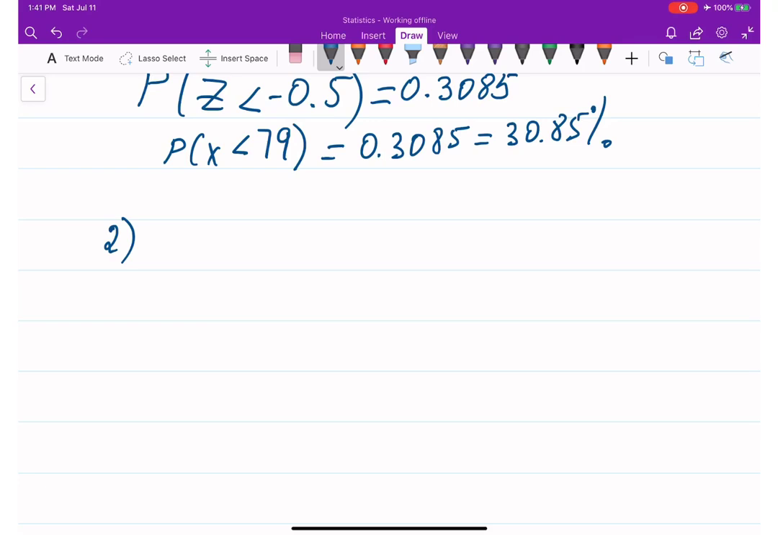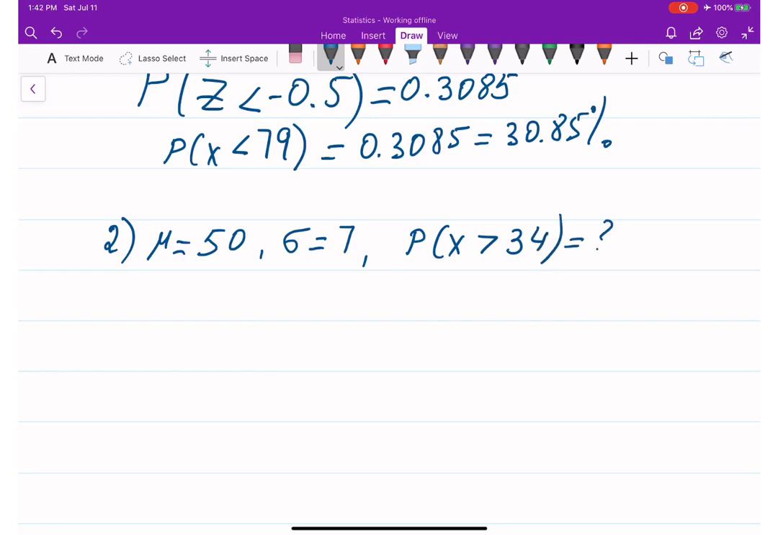Another one, assume that random variable x is normally distributed with the mean is 50. Mean is 50, I'm sorry. Mean is 50 and standard deviation sigma is 7. So we need to find probability of x greater than 34.